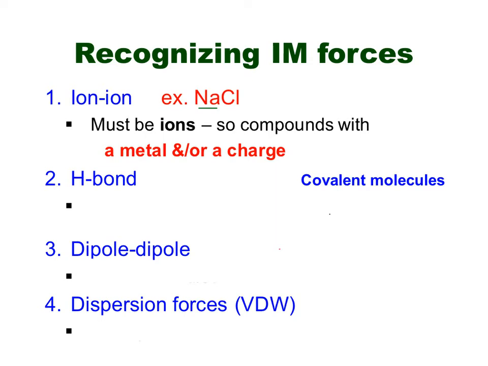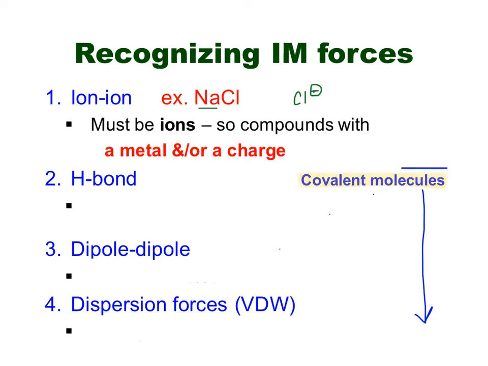Now, sometimes it'll just be one half of this. Like if I just said Cl minus, you would know that it was ion-ion because it has a negative charge. So that's the only one that's actually for ionic bonds. Everything else below this, like 2, 3, 4, are for covalent molecules.